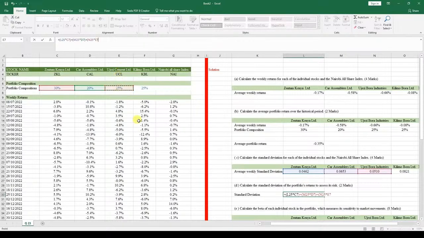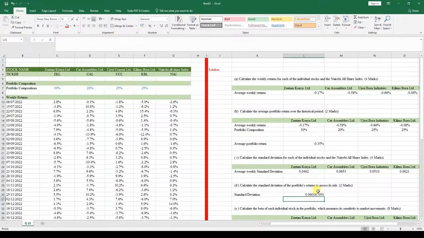times the Ujenzi cement weight over here. Then we close the brackets, plus we pick this value here and we multiply that against that value there. Open the brackets and close the brackets like that, and we just click enter. We can put it in form of percentages, and we can say it's about 6.02% standard deviation. So the standard deviation of the portfolio is given to us there. We pick the standard deviations of the individual securities and multiply them by the corresponding weights.